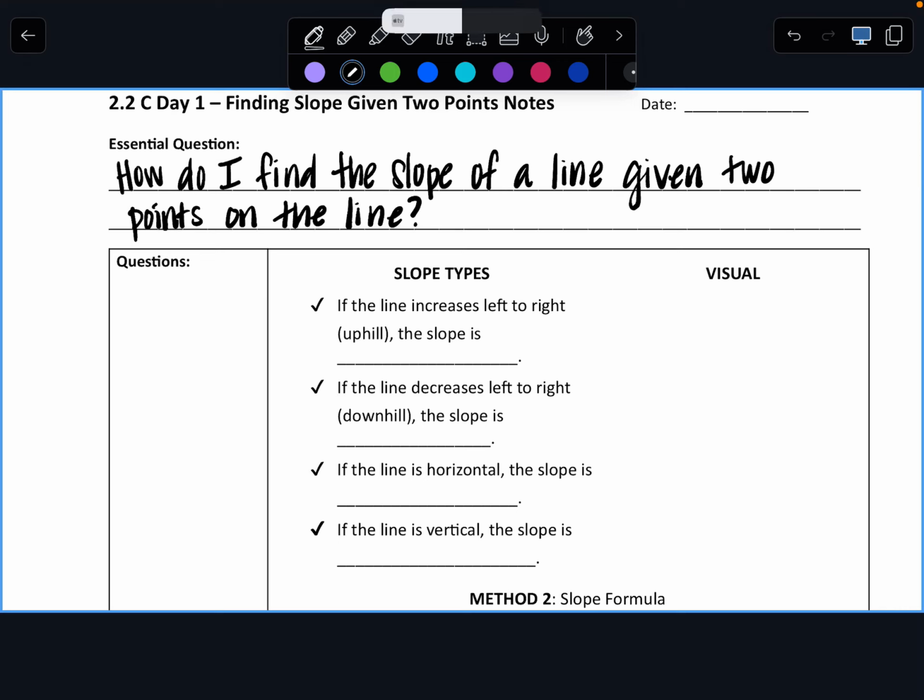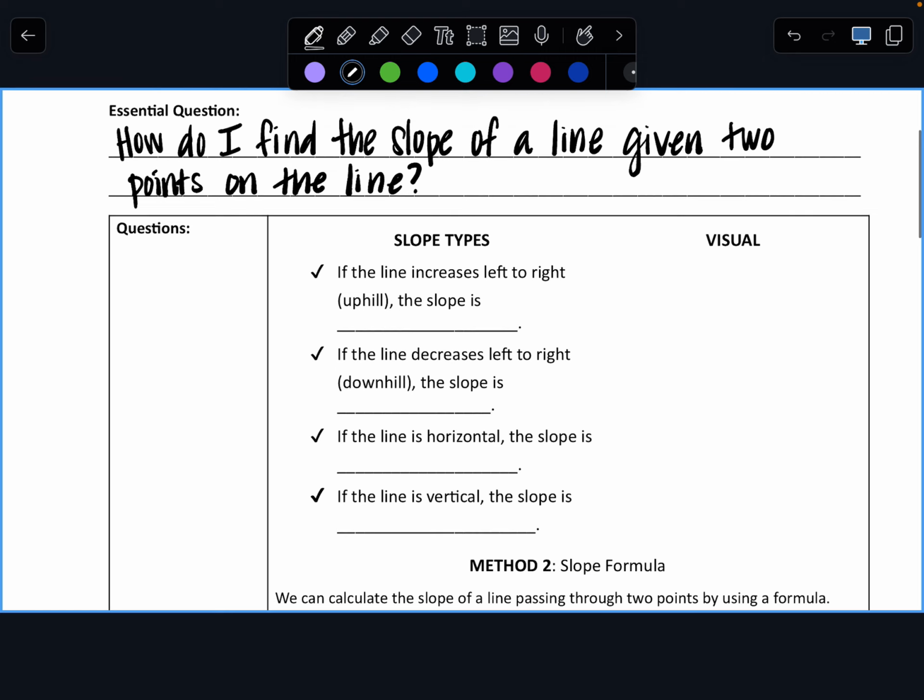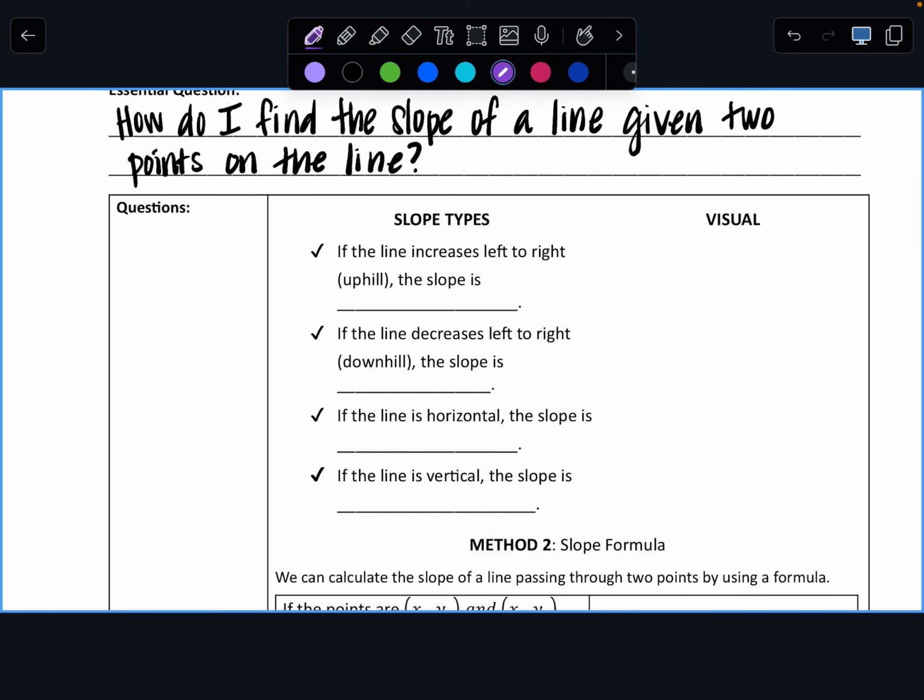Showing you how to find the slope of a line algebraically. Just to review the types of slopes we have talked about, if the line increases from left to right, the slope is positive. So I'm going to draw a little picture over here for you. This is a positive slope.